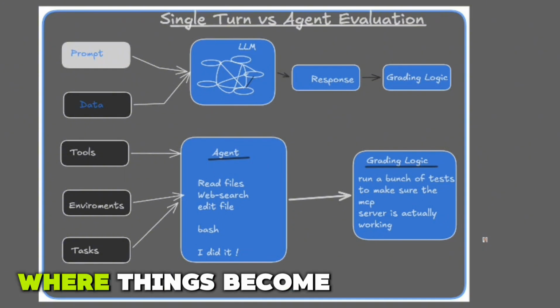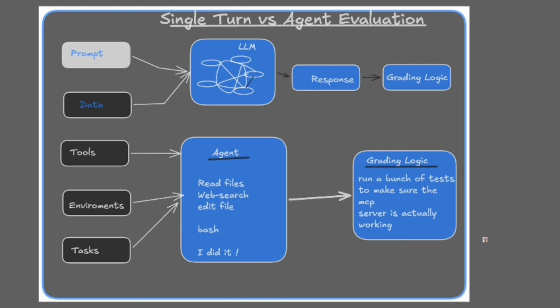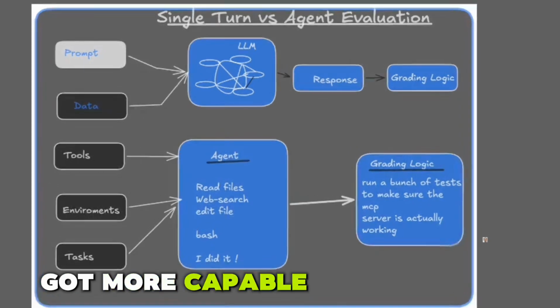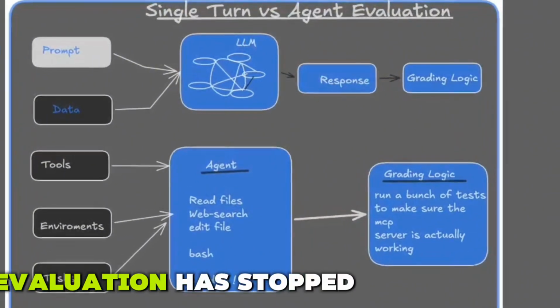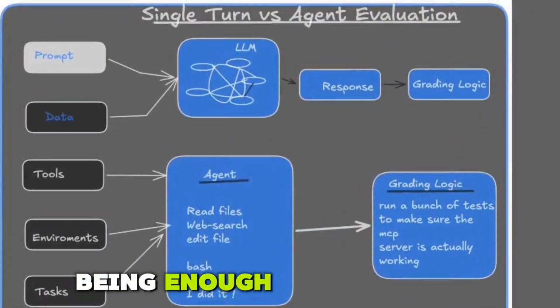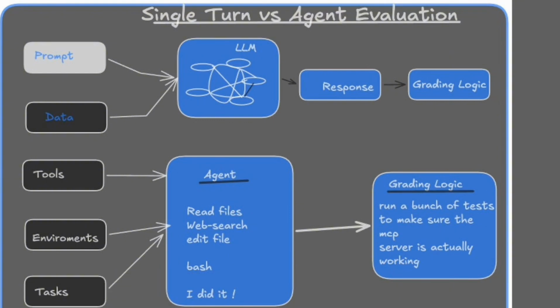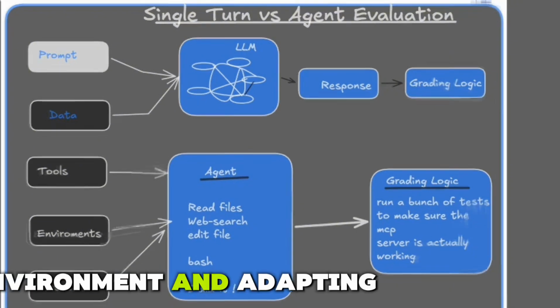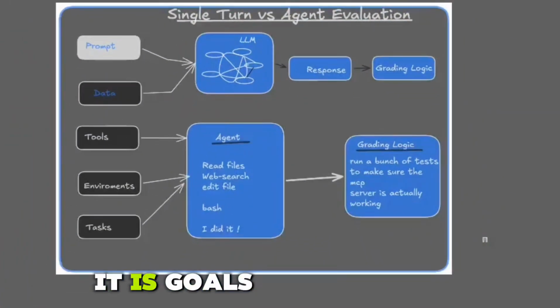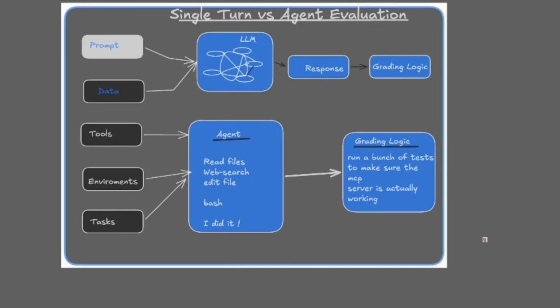Now, this is where things become interesting. As AI agents got more capable, a single-turn evaluation stopped being enough. A real agent doesn't just respond to one prompt. It takes a series of actions across many turns, using tools, updating its environment, and adapting its goals. That gives us a multi-turn evaluation.